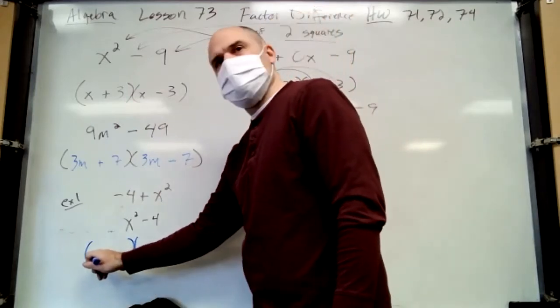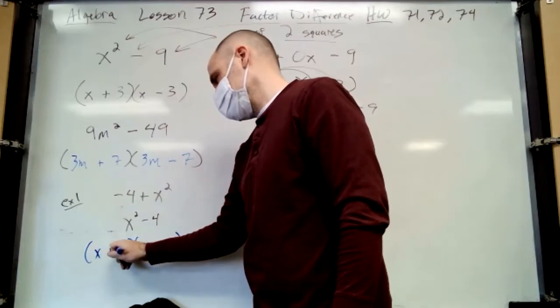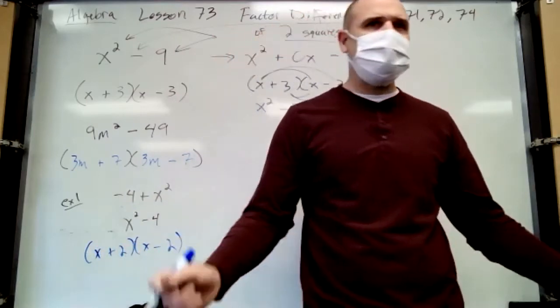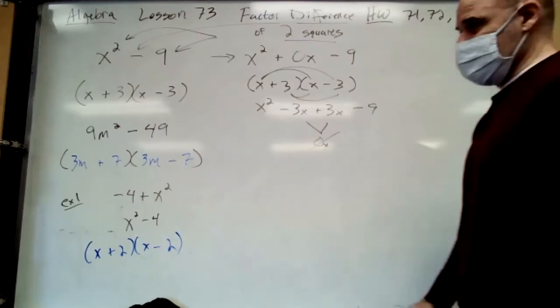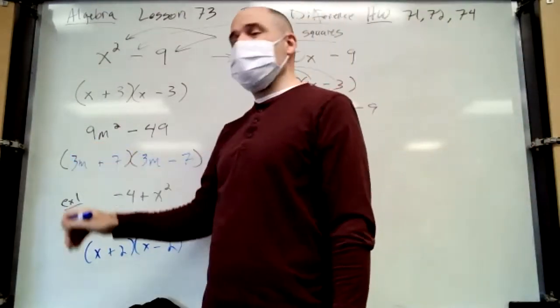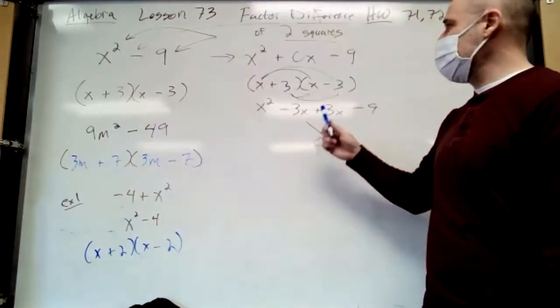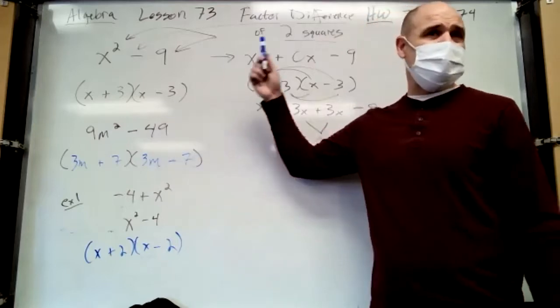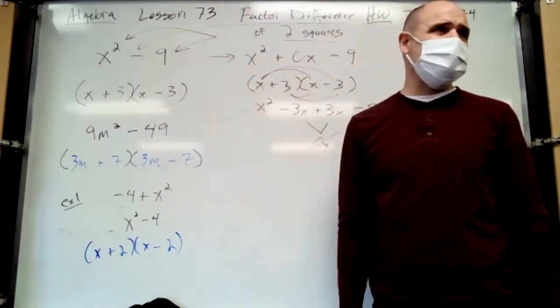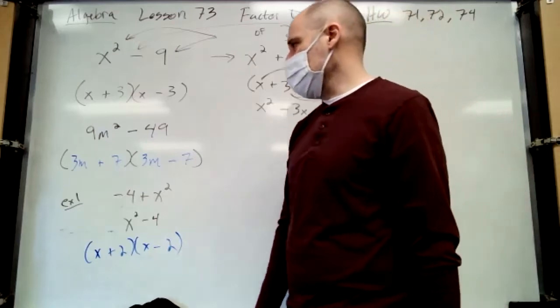So I have (x plus 2) times (x minus 2). That's it. Don't overcomplicate it, guys. Once you have a difference of two squares, all you do is square root the first and square root the second, add them and subtract them, and you're done. If you're still not getting this factoring, maybe you get it when you don't, because the shortcut here is real easy. You just square root both of them.